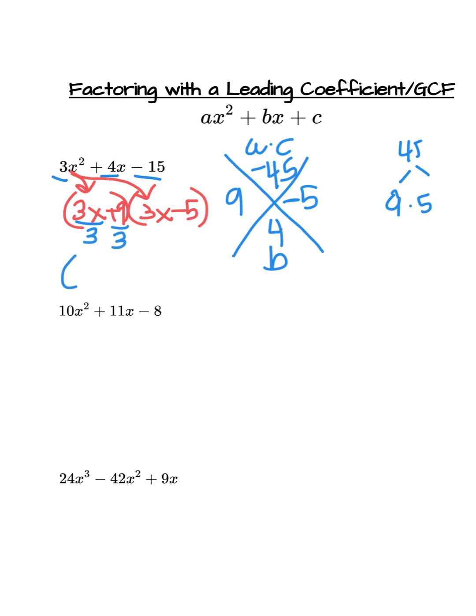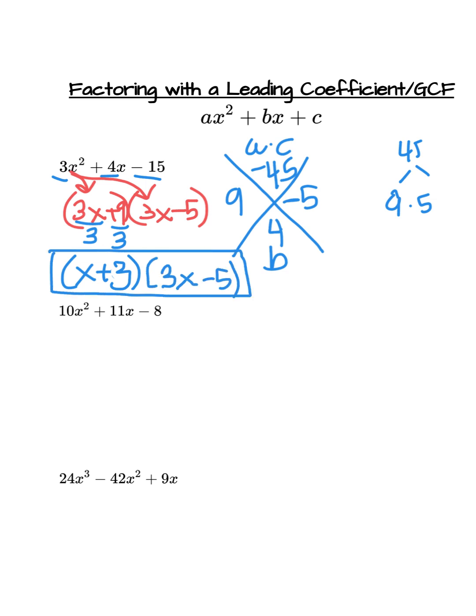When I do that, that now is going to give me x plus 3, and the other side will be 3x minus 5. The reason this second part did not change is because between the 3 and the 5, there's no common factor, so you can't divide anything out. Okay, so since that's the case, here is your final answer. And we know that because if we were to check our answer by distributing, it will give you back the original 3x squared plus 4x minus 15.